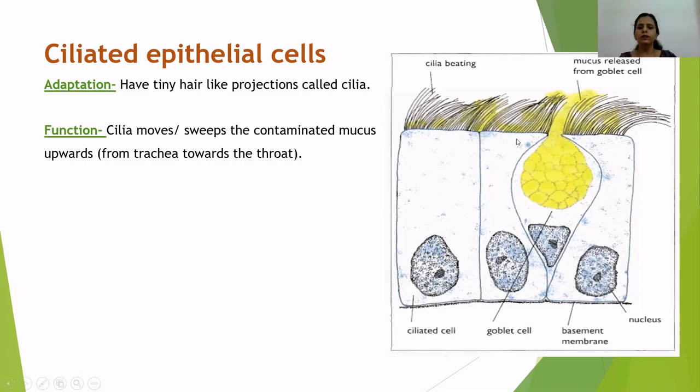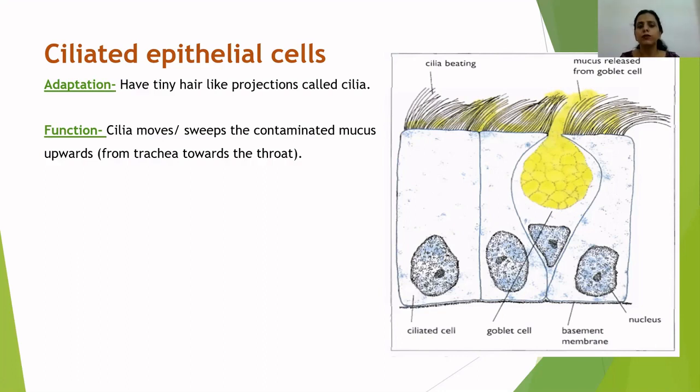Now the function of the cilia: this mucus cannot go inside the lungs, as it won't be good for our body. So what do the cilia do? They move to and fro, and they sweep away the contaminated mucus in the upward direction. Upward means towards the throat, and once it comes to the throat, either we cough and spit it outside, or it goes to our alimentary canal.